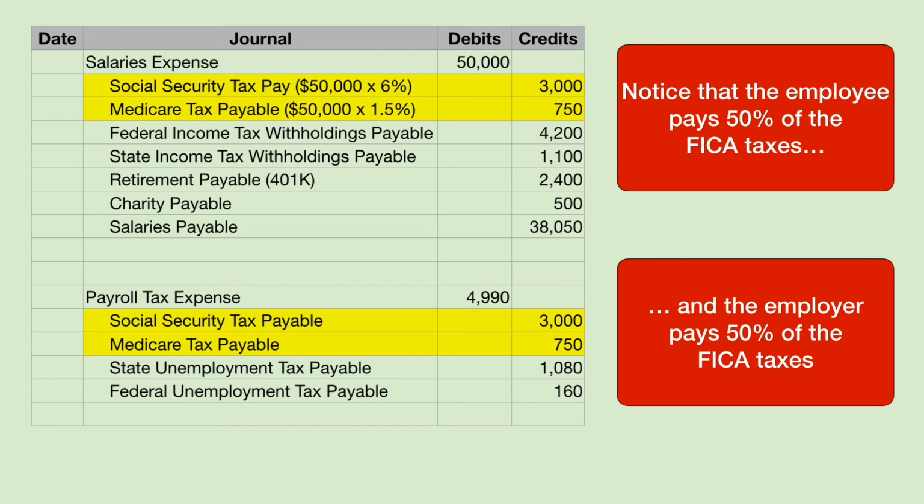The legislators that made this program or this tax wrote that the employees would pay half and the employers would pay another half. So we calculate the FICA taxes for the employees, and whatever that turns out to be, the employers pay a matching amount.